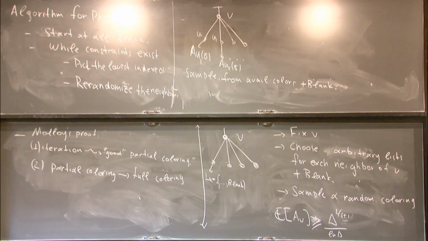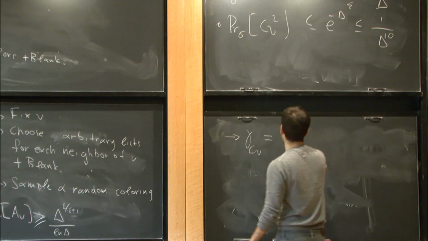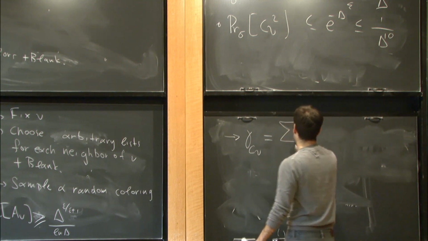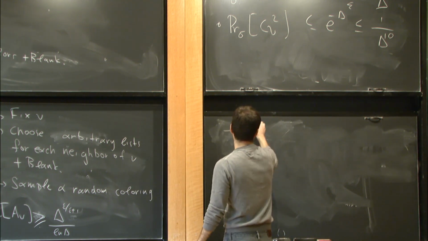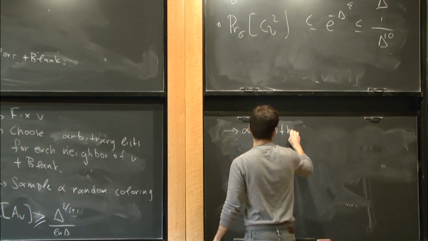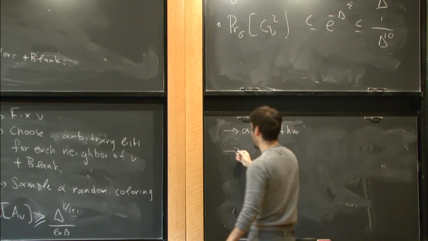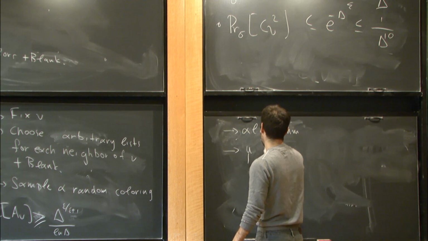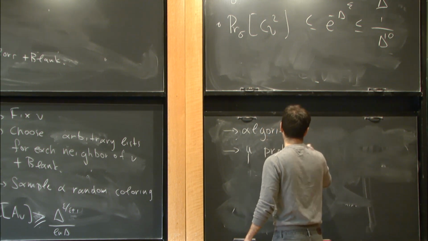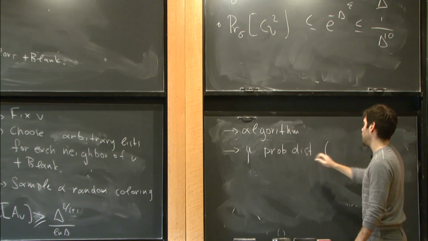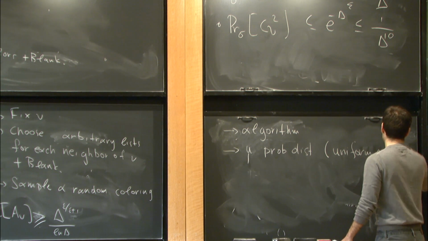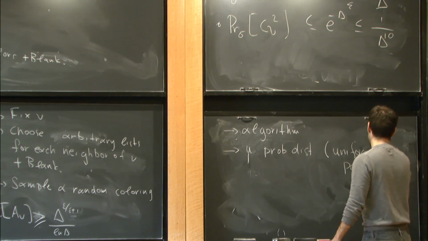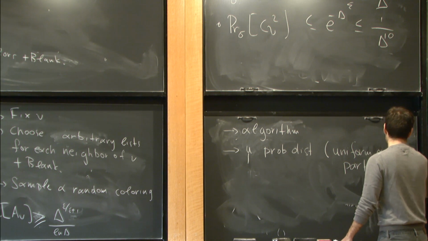Basically for each constraint you care about this parameter gamma of C_V, which is basically the sum. First of all, you have an algorithm as input, and then you get to choose a probability distribution mu. In this case, the mu we choose is the uniform distribution over partial proper colorings.